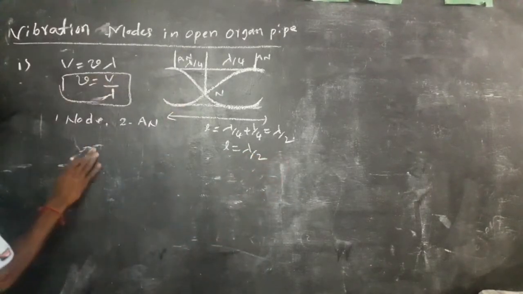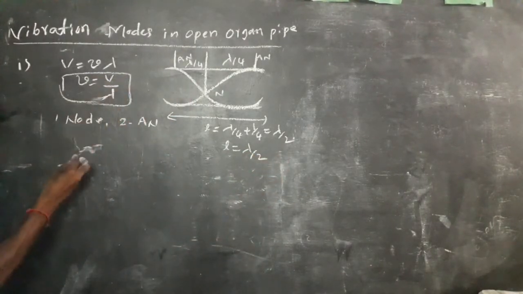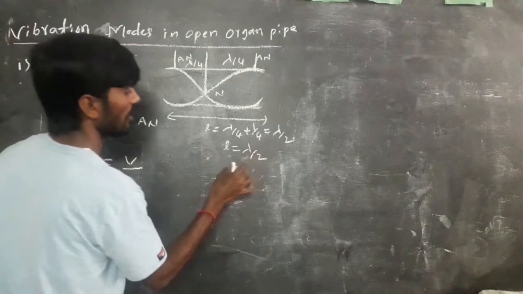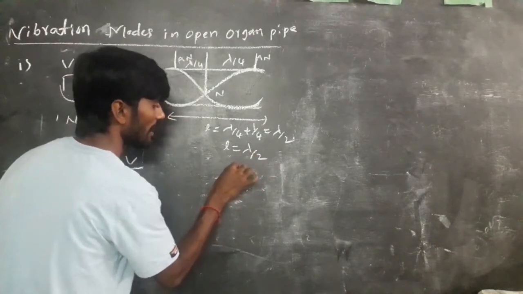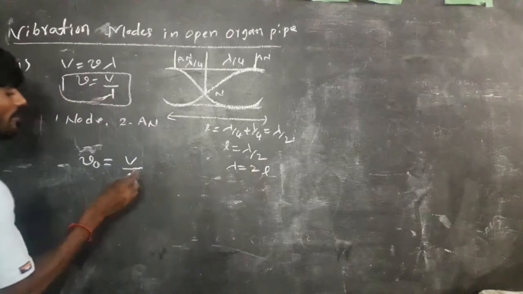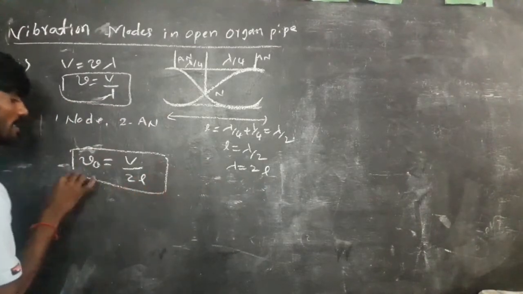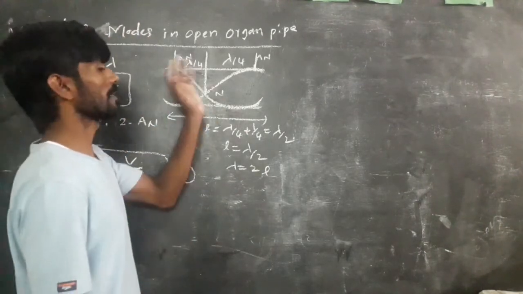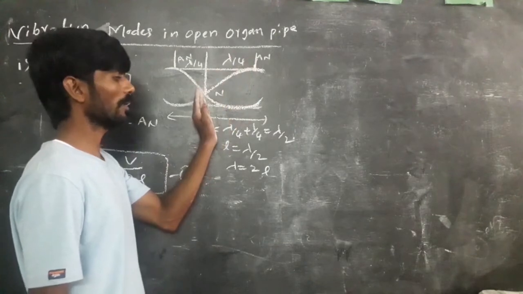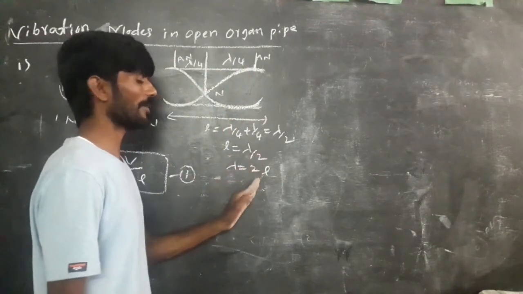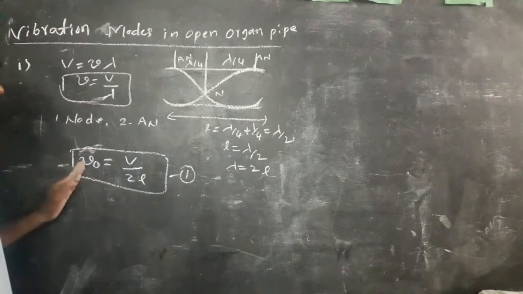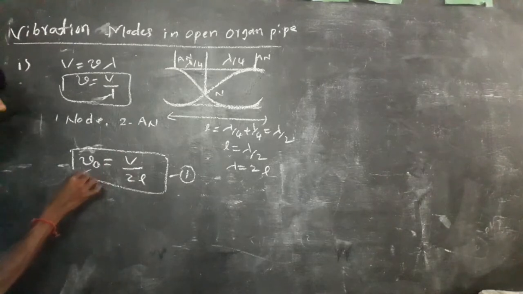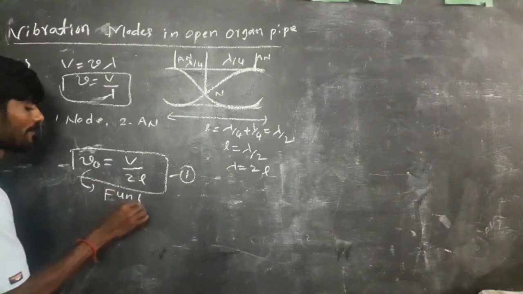Then the frequency in the first air column, I am taking mu naught. Mu naught is equal to v by lambda. L is equal to lambda by 2, then lambda is equal to 2L. So when in an open organ pipe the stationary wave forms with two antinodes and one node, the length of the air column is lambda by 2 and lambda is 2L. Then the fundamental frequency in an open organ pipe, mu naught is equal to v by 2L. So this frequency we call the fundamental frequency.